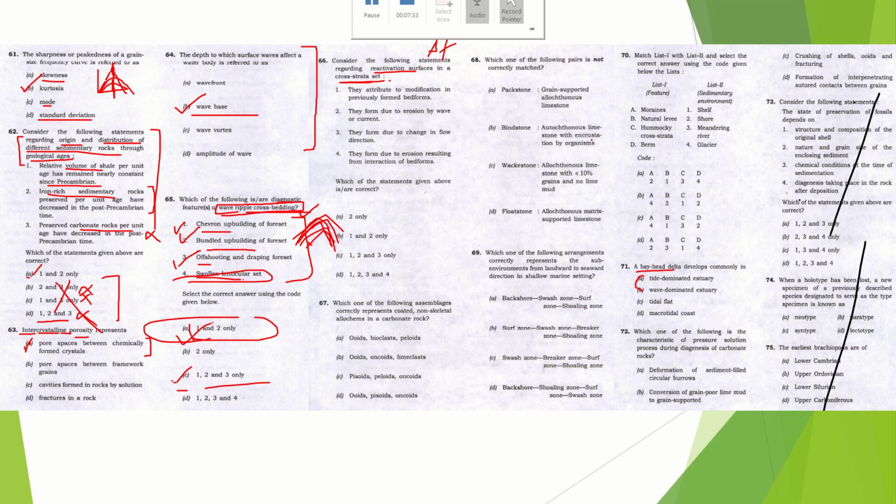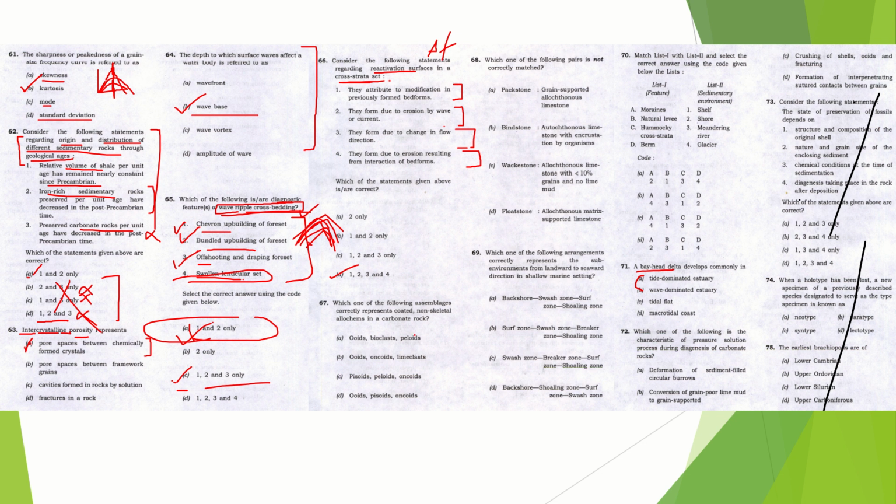They attribute to the modification in previously formed bed forms. They form due to the erosion by wave or current. They form due to change in the flow direction. They form due to erosion resulting from interaction of bed forms. So they're asking about reactivation surfaces: the first statement says there are modifications in previously formed bed forms, they form by erosion by waves and currents, due to change in flow direction, and due to erosion resulting from interaction of bed forms. All these statements are correct about reactivation surface, all of them.